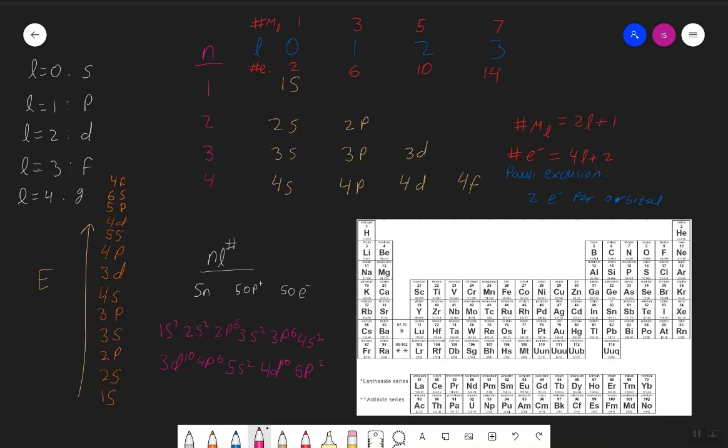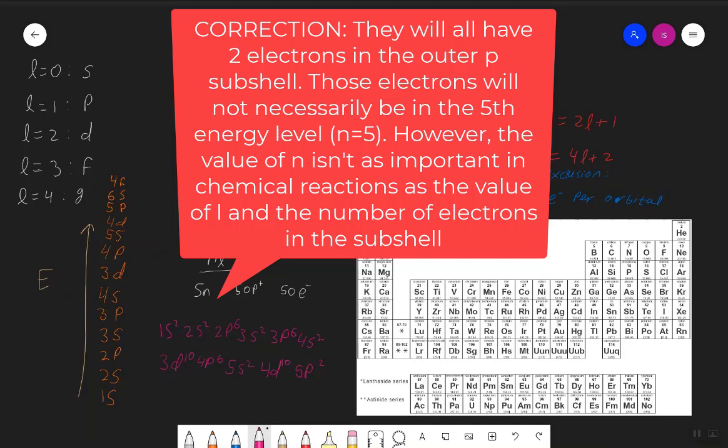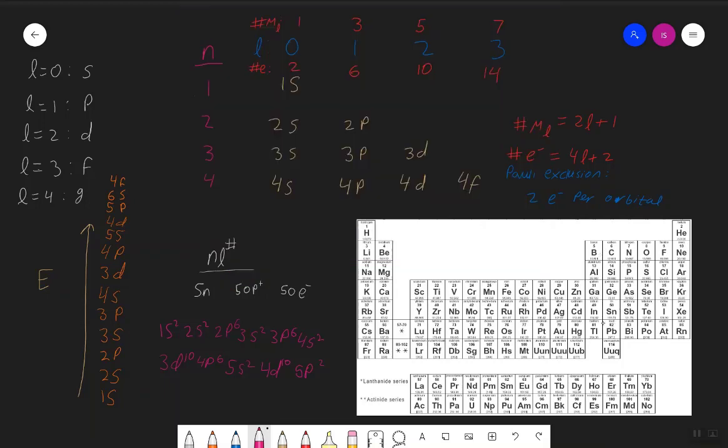So if you have 5p2 at tin, in fact carbon, silicon, germanium, tin, lead, and flerovium will all have 2 electrons in their outer p subshell. Those outer electrons will all behave fairly similarly, not 100% similarly, but fairly similarly in chemical reactions, because their outer electrons have the same quantum numbers.